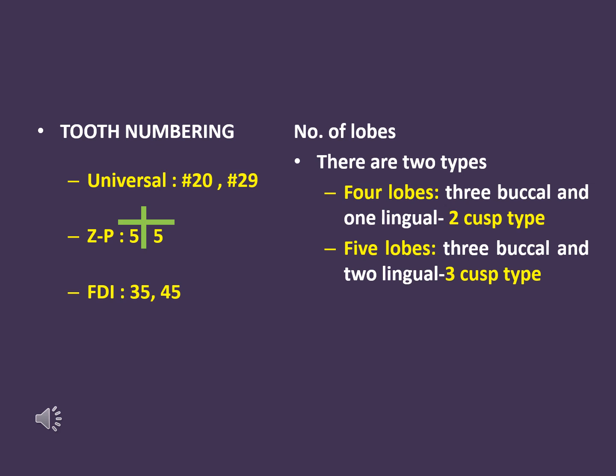Now we'll see the tooth numbering system of mandibular second premolar. According to the FDI numbering system, they are numbered as 35 and 45, whereas 35 represents the permanent mandibular left second premolar, whereas 45 represents the permanent mandibular right second premolar. According to the universal numbering system, it is numbered as tooth number 20 and tooth number 29. Tooth number 20 represents the left side mandibular second premolar, whereas tooth number 29 represents the right side mandibular second premolar.